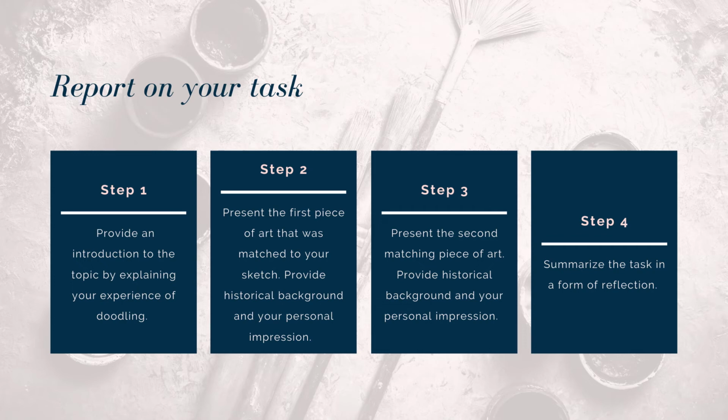Step 2 will be paragraph 2, in which you will present the first piece of art that was matched to your sketch. In this paragraph, also provide historical background of the piece of art and give your personal impression. Do the same in step 3 for the second matching piece of art. And finally, conclude your report with the summary in the form of a reflection. So you will write a reflective summary.